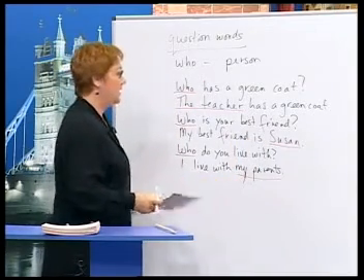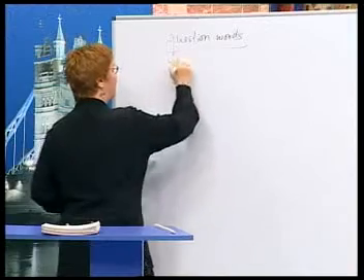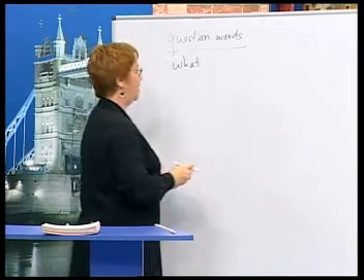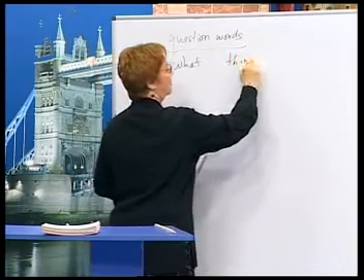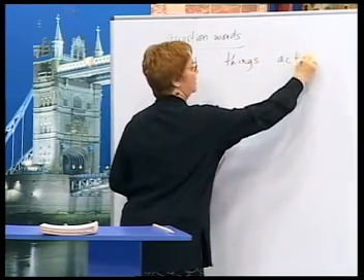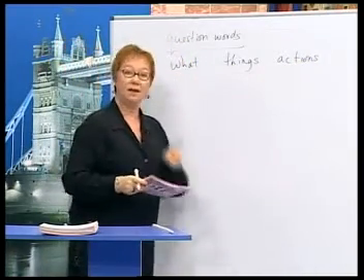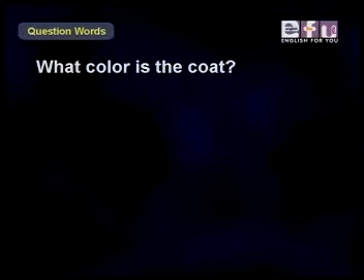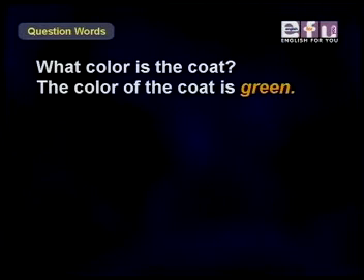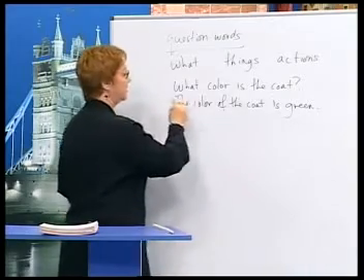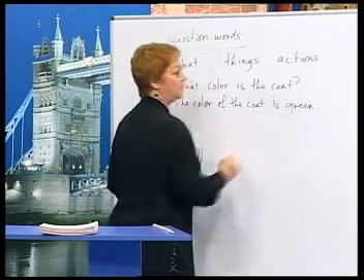Now, the next one is what. Now, what is about a thing, things, or actions. Here are some examples. What color is the coat? The color of the coat is green.